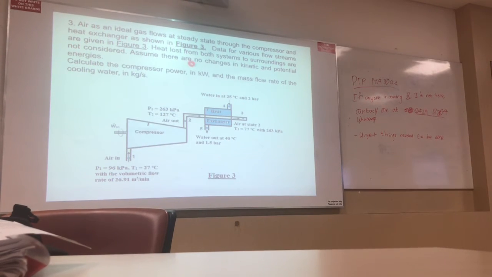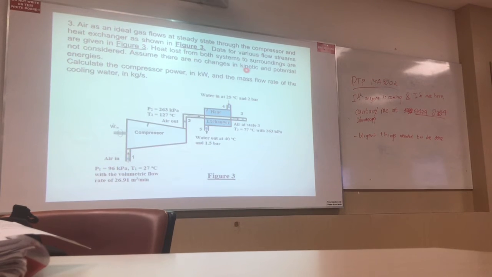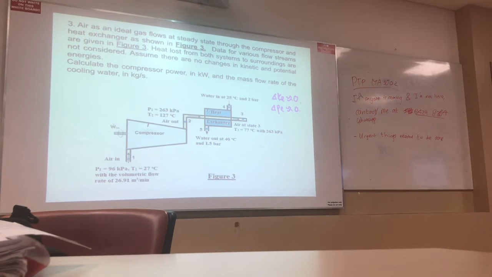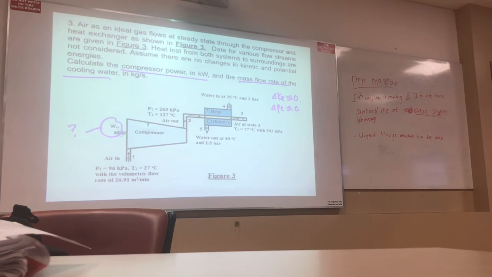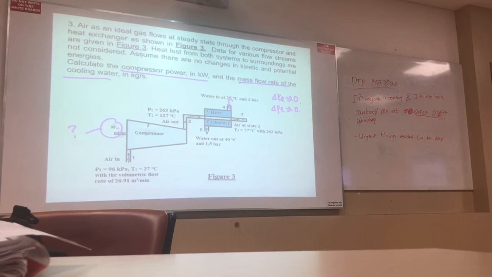Assume there are no changes in kinetic and potential energy. That means change in kinetic energy is 0, change in potential energy is also 0. They tell you to calculate the compressor power in kilowatts, so this value you have to calculate, and the mass flow rate of the cooling water. Here is the cooling water, which you have to find.